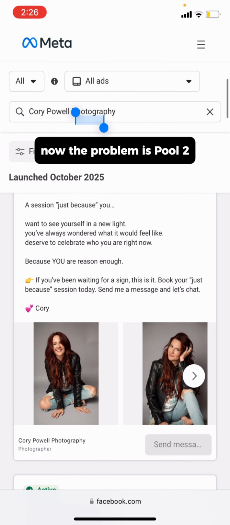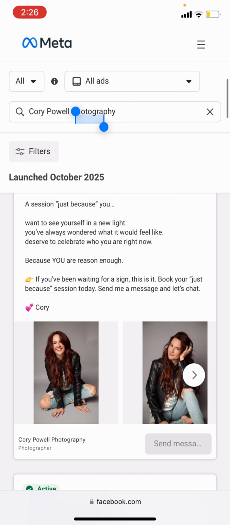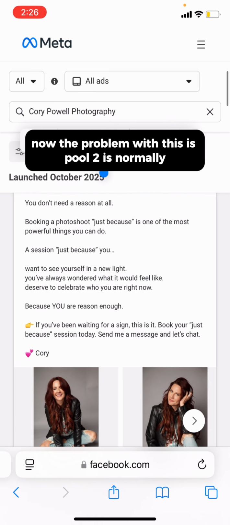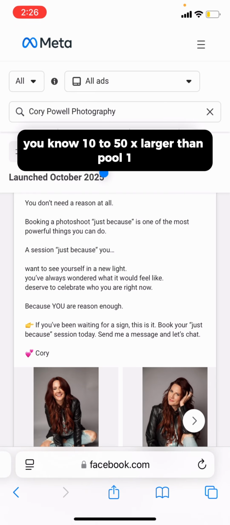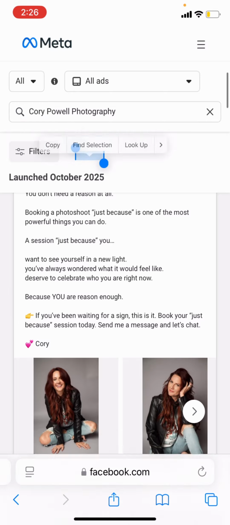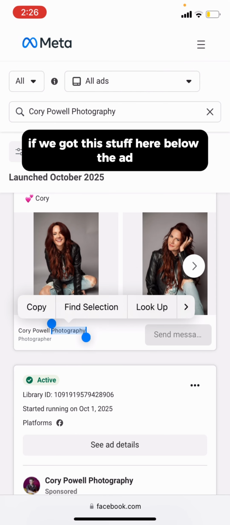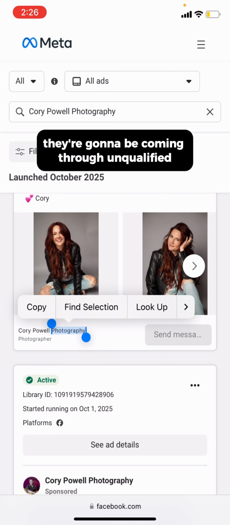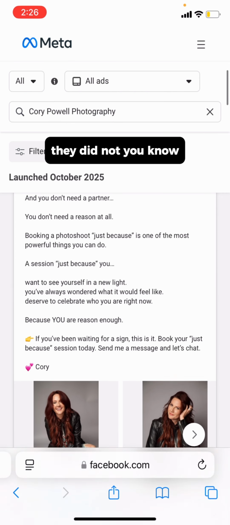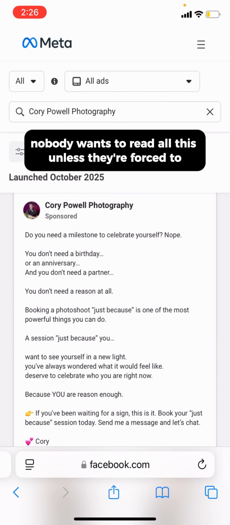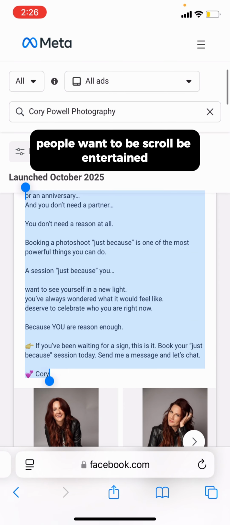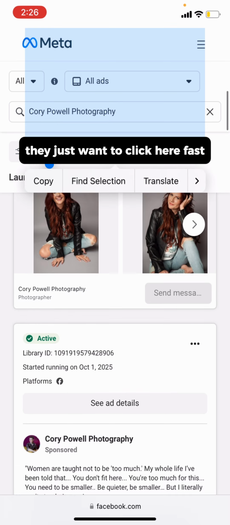Now the problem is pool two. Pool two is the same thing, but it's only for ad clickers. Now the problem with this is pool two is normally 10 to 50x larger than pool one. And now if 90-95% of the women coming through, if we got this stuff here below the ad, are coming through unqualified. Nobody wants to read all this unless they're forced to. People want to be scrolled, be entertained. They just want to click here fast.